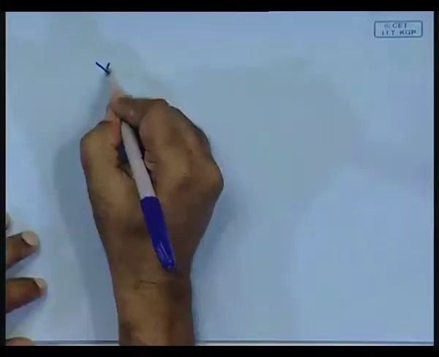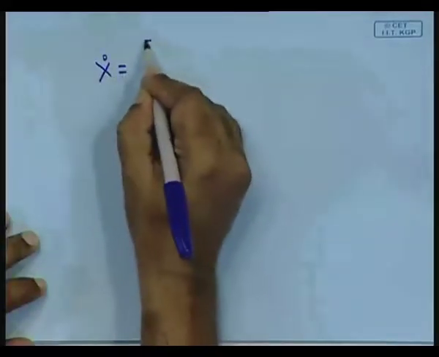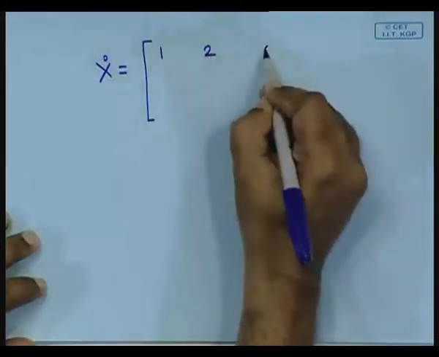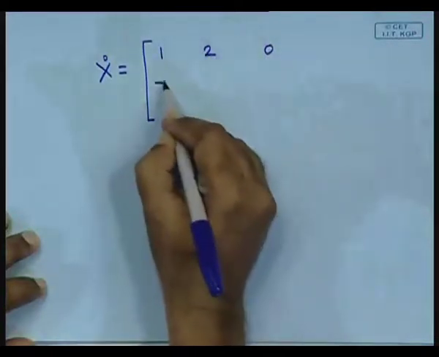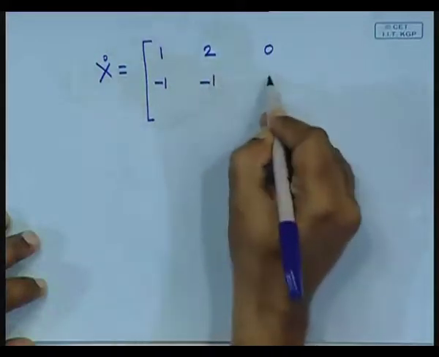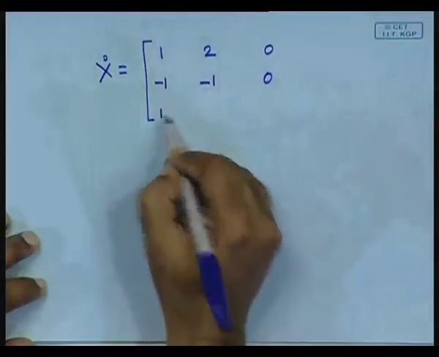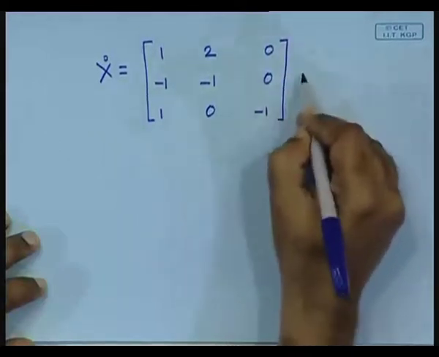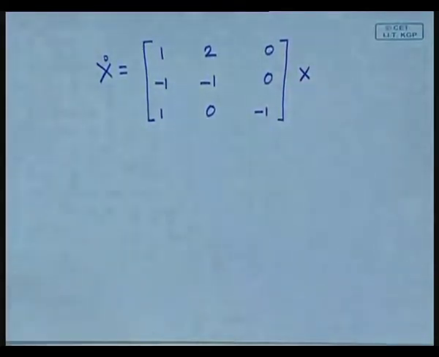Consider a system with x dot is equal to the matrix [1, 2, 0; minus 1, 0, 1; 0, minus 1] times x. What will be the eigenvalues?